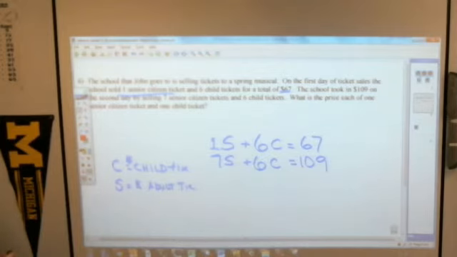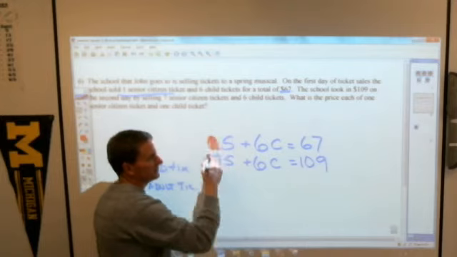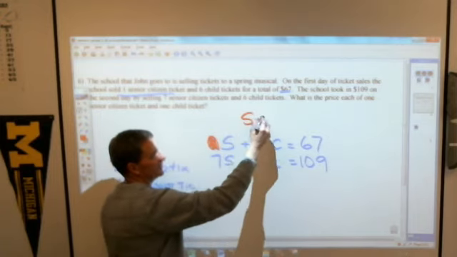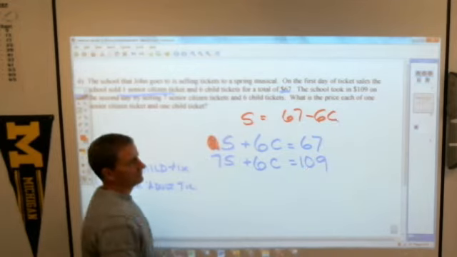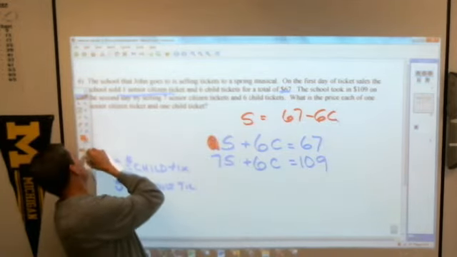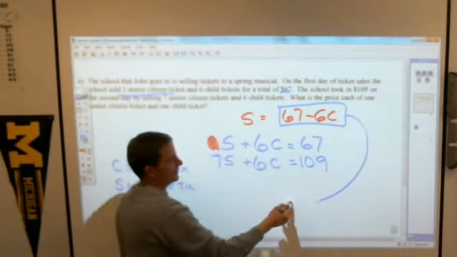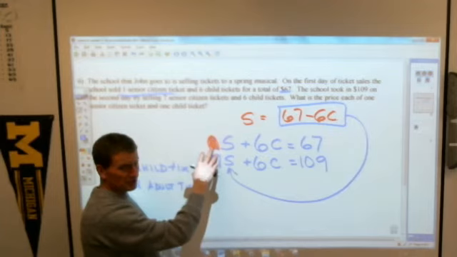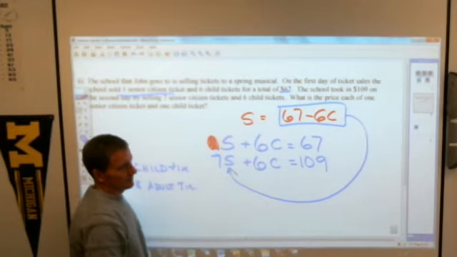We're solving this by substitution. So, the logical thing to solve for would be what? You can get S by itself simply by subtracting 6C to the other side. So S equals 67 minus 6C. And then by the magic of mathematics, substitute this in for the letter S in this equation. By the way, don't substitute this in for the letter S on the equation that you just transformed, because you'll end up with some strange 0 equals 0 something or other.